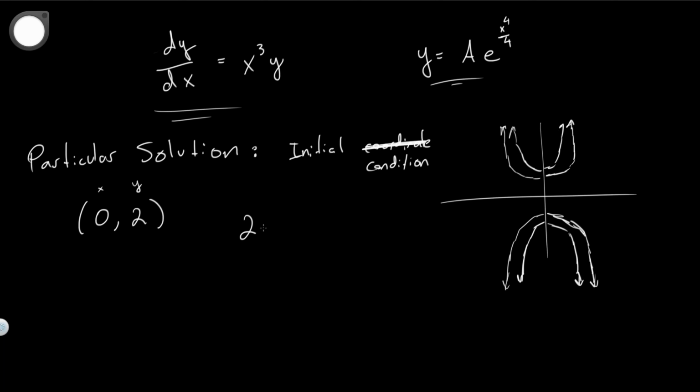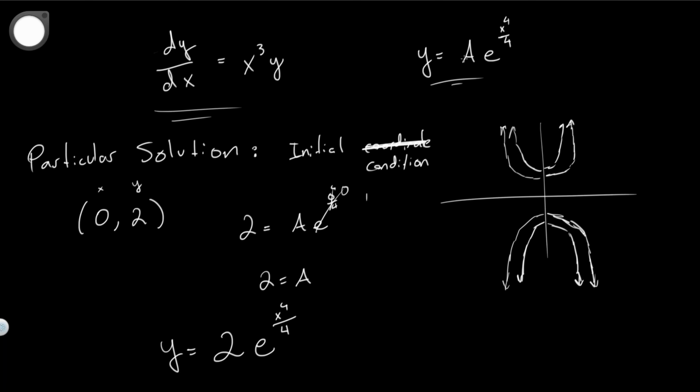So y is 2. We don't know what A is. e is e, and then x is 0. So 0 to the 4th divided by 4, that's just 0. e to the 0, that's just 1. And it looks like A is 2 in this example. So the particular solution to this differential equation, here's the family of solutions. The particular solution is y is equal to, we just established that A is equal to 2 times e to the x to the 4th divided by 4. There is our solution.